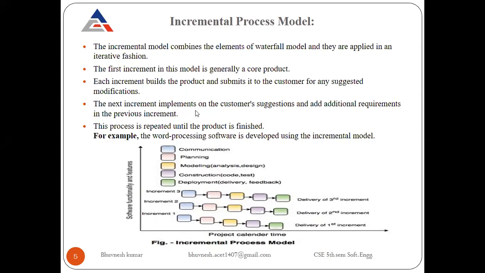The next increment is based on the customer suggestion, and adds additional requirements to the previous increment. Then we will add the next suggestion from the user to our previous increment. It means we will add features to our previous code, modify that product, and call it the second increment. Then in the third increment, we will use our previous two increments, add modifications to them, and again deliver that product to the customer.